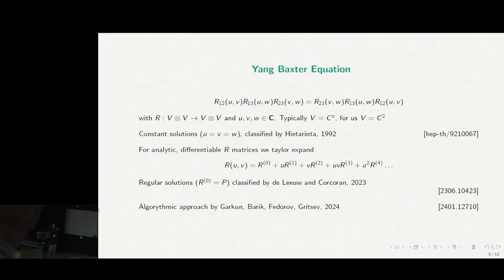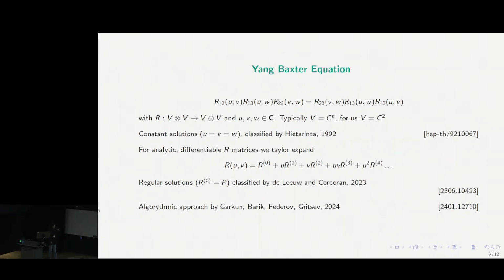Luckily for us, these solutions have already been classified in 1992. Luckily, because we're actually not that interested in constant solutions, but they're very practical because we can expand around them in the spectral parameters. So in short, what we more or less did was expand around these constant solutions, plug it in, solve order by order. Very simply said. The most common and best studied solutions are called regular solutions, and they're defined by setting this constant R0 in the beginning to be the permutation matrix.